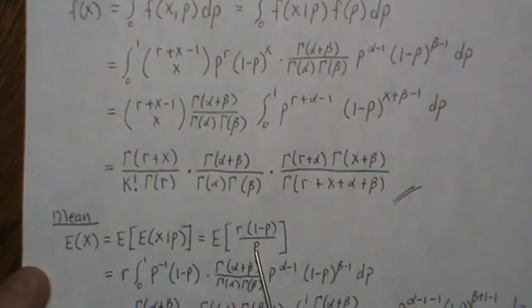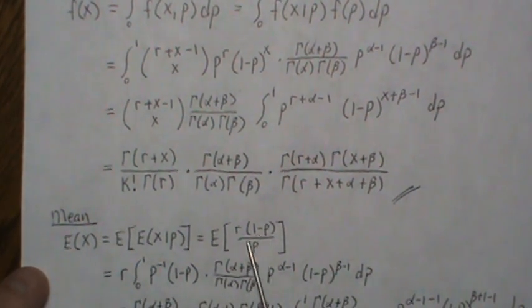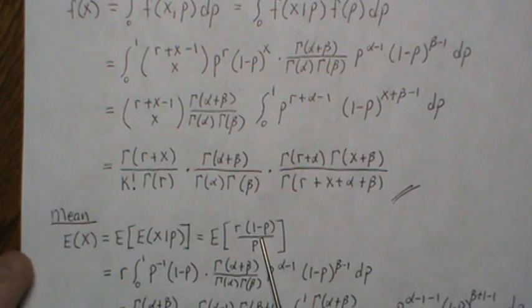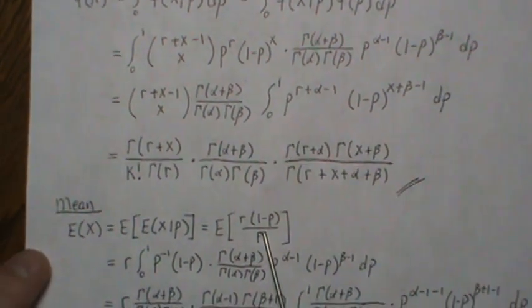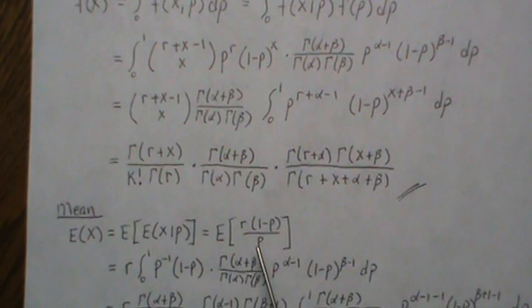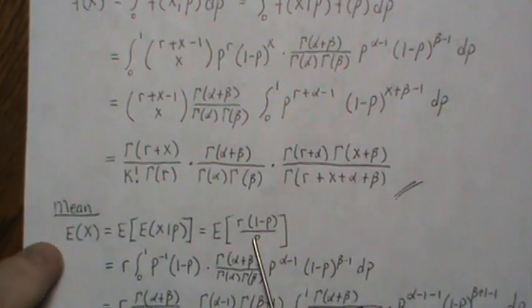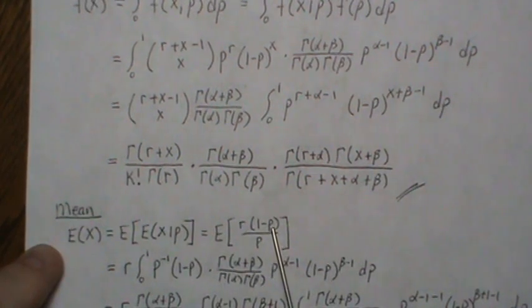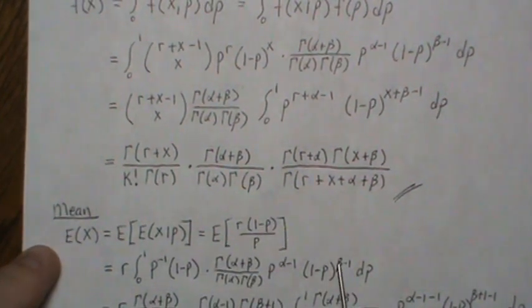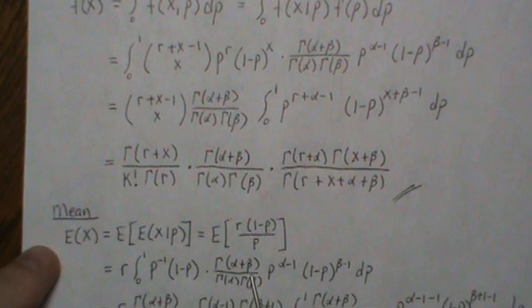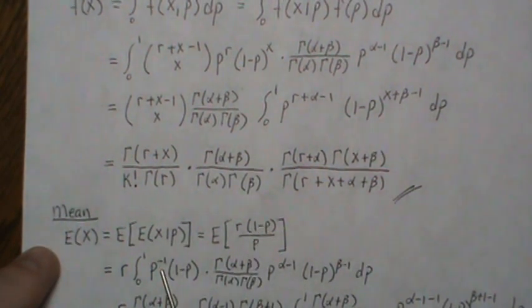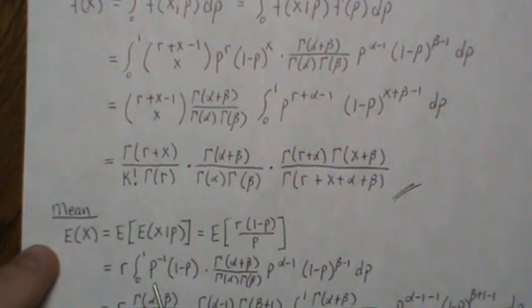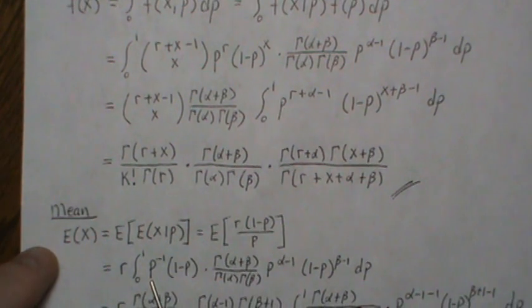rewrite this. Since p is the random variable, we can use LOTUS, and I have a video called LOTUS, the law of the unconscious statistician, which says that we can take this expectation in terms of the beta distribution. So here's the beta, and this is out front. I take the r out front, and of course I take the p up top. That's why I get a negative.